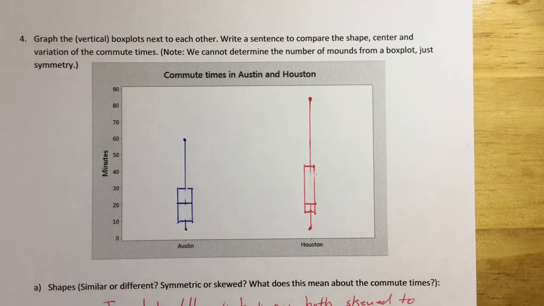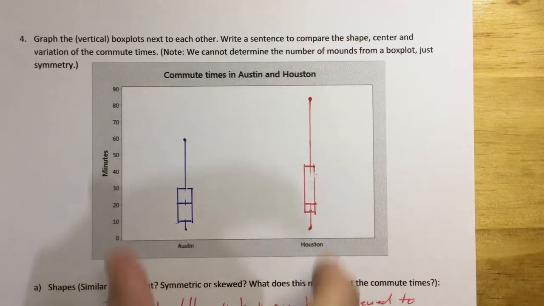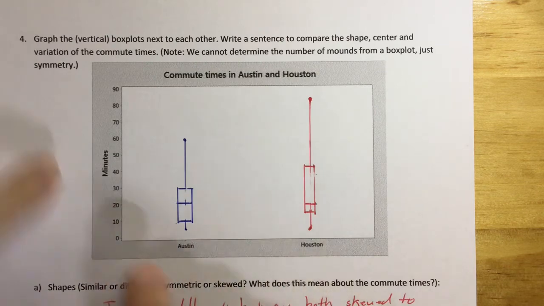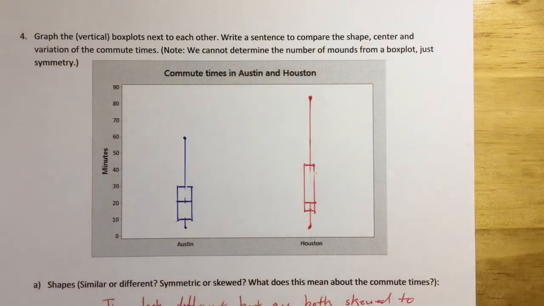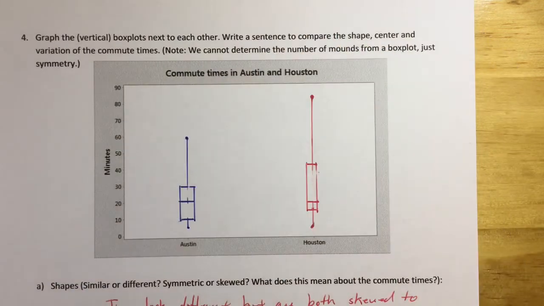So here are the box and whisker plots that go along with the commute times for Austin and Houston. Typically the graphs are shown horizontally, and you might see them stacked above each other with Austin and Houston over here, but occasionally you do see them vertical. The big takeaway from the beginning is that Houston's data is more spread out than Austin's data. I think that would be the most obvious thing that we see first.